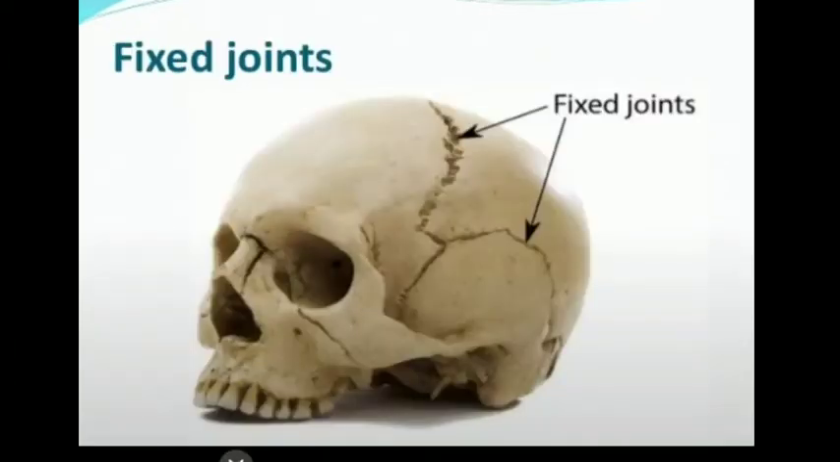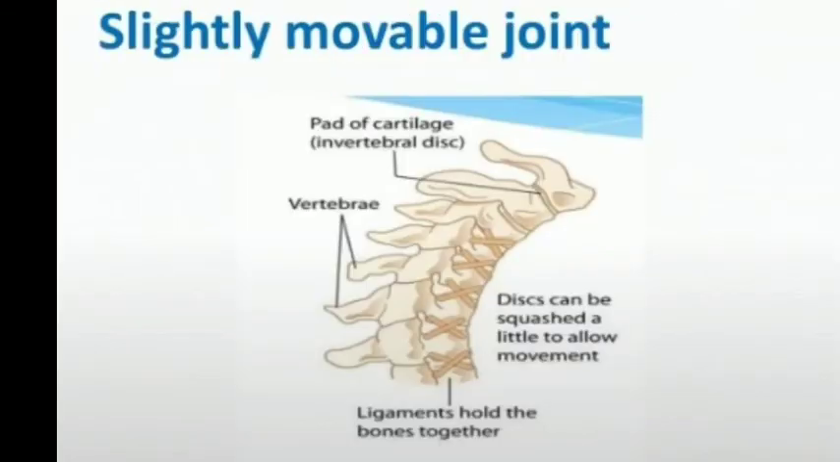Now look at this skull. Can you see there are some joints on the skull? These joints are fixed. You cannot move the bones of the skull. That's why they are known as fixed joints. There are some joints which we can move slightly. Example of this kind of joint is the joint of vertebrae. Look closely. There are pads of cartilage present in between the vertebrae. That's why we are able to move them slightly.